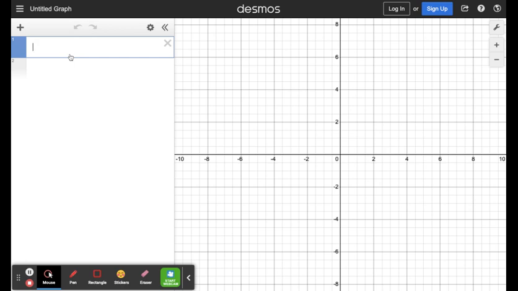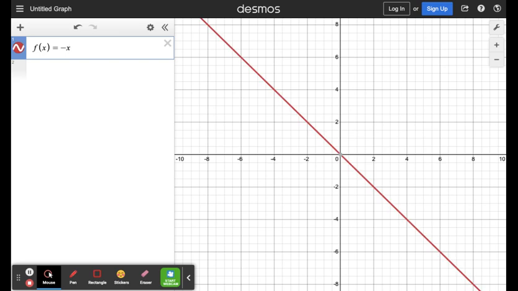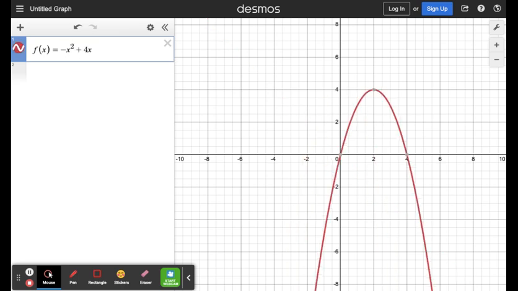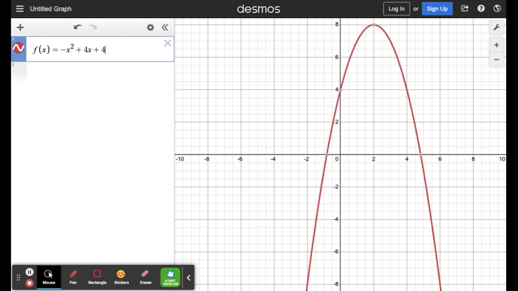On the notes, we had an example that said f of x, let's see if it'll do, I can't remember if it loves f of x. I think it does, we'll be okay. x squared plus 4x plus 4. Yeah, we're fine. Okay, so you just type in how you read it.